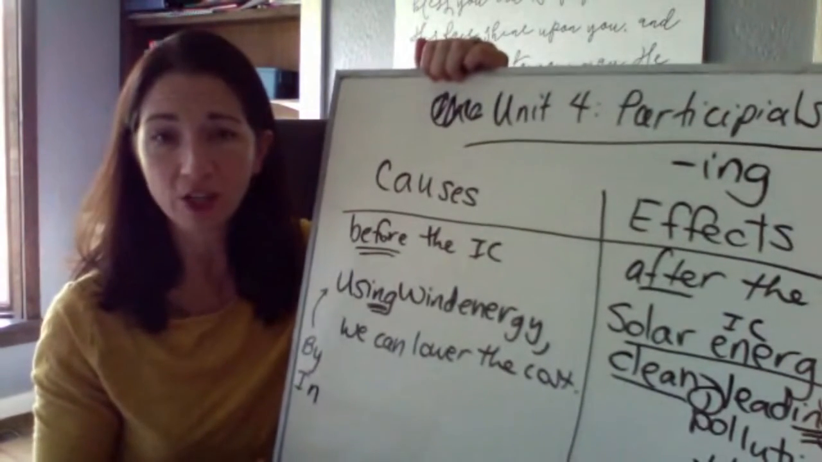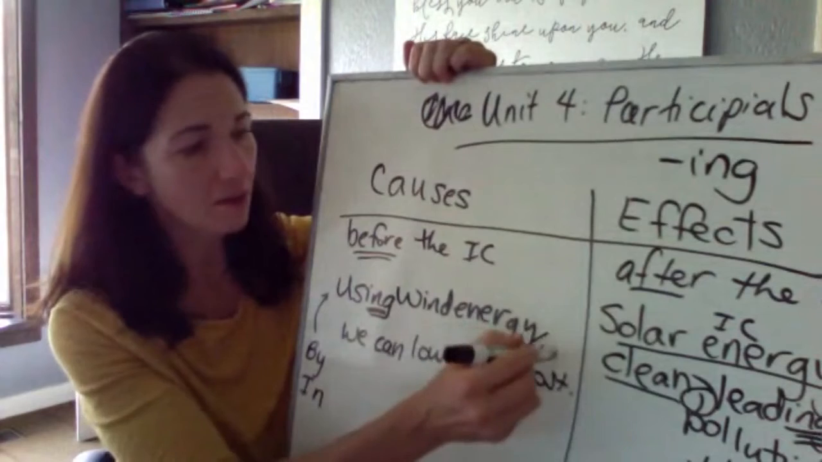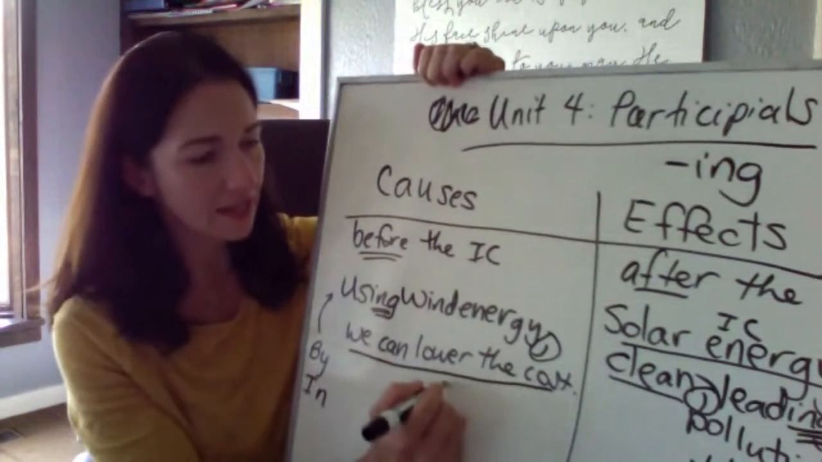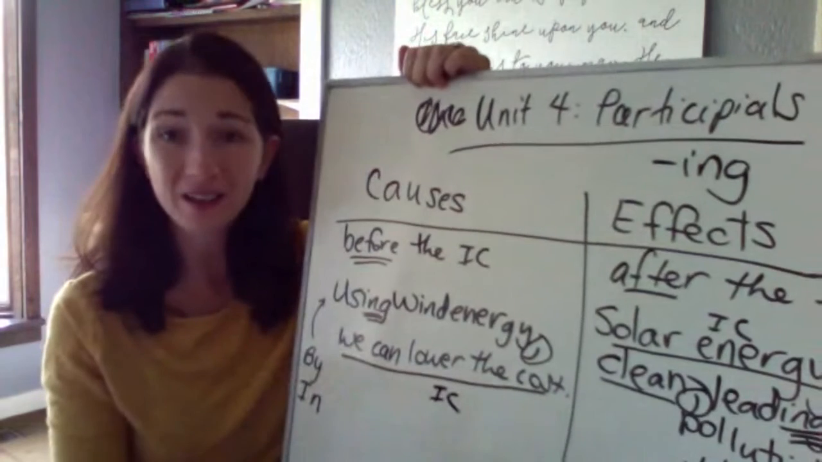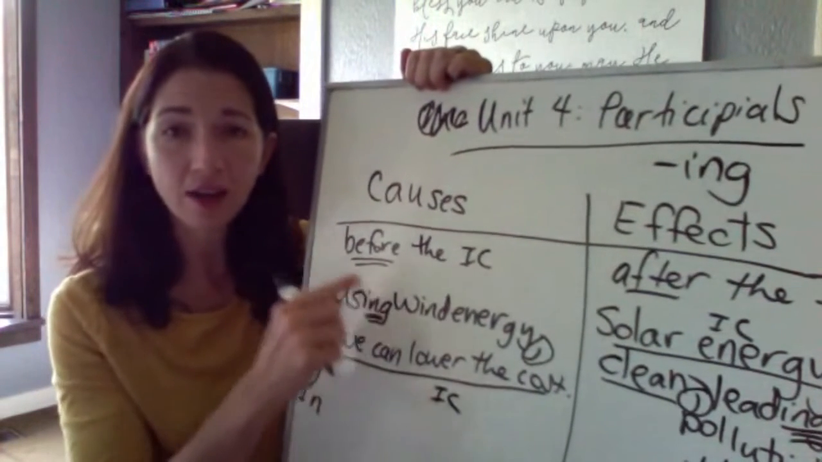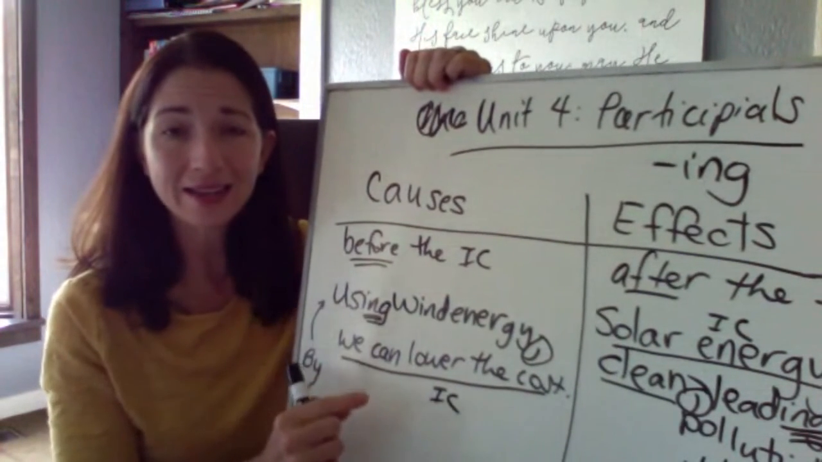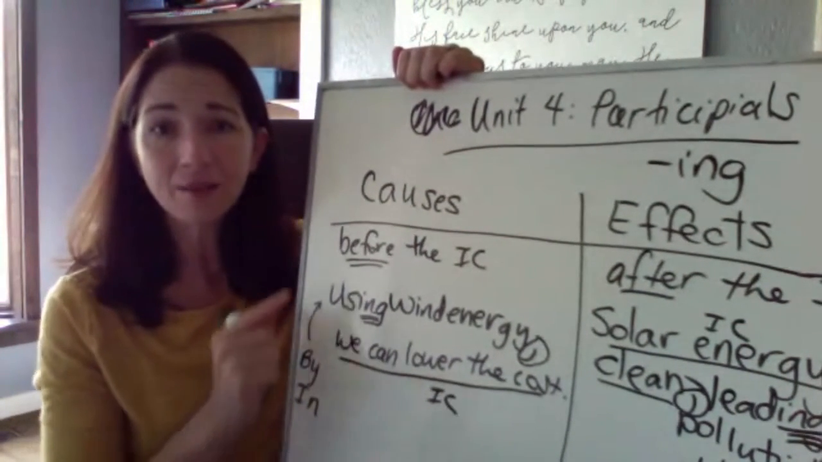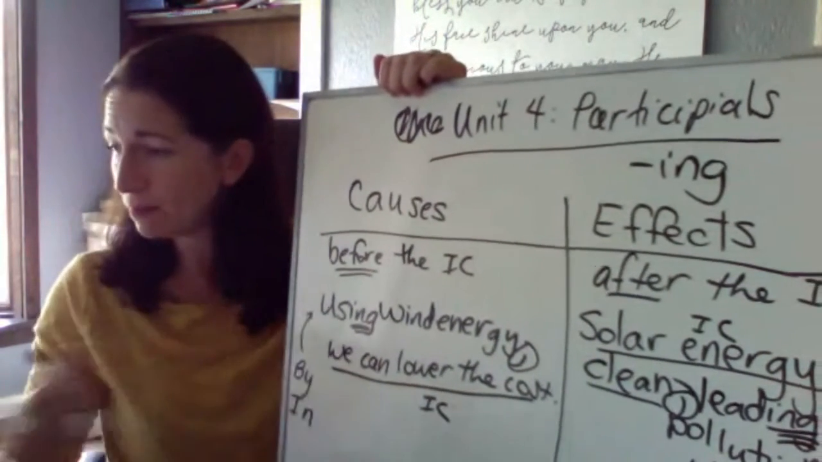By using wind energy, comma, don't forget the comma, we lower the cost. Now remember, in this case, the IC is coming at the end of the sentence. Okay, so the cause phrase at the beginning, IC at the end. Two options over here, by and in, can be added, but they don't have to be, but a lot of times we do.